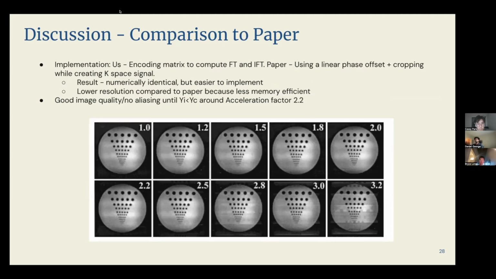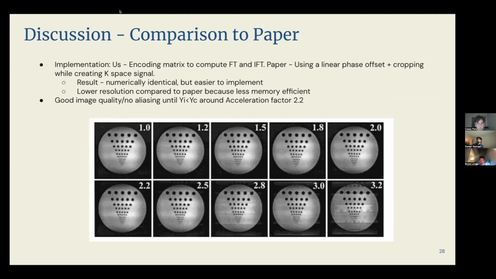One other area where our code differed from the original was we used an encoding matrix to compute the Fourier transform and the inverse Fourier transform. The way the paper implemented this was by cropping the signal that comes in from each of the coils and then using a linear phase term to offset that in the Fourier domain. We get a numerically identical result. This is just easier to implement and less to debug. And the con to that is it's less memory efficient.